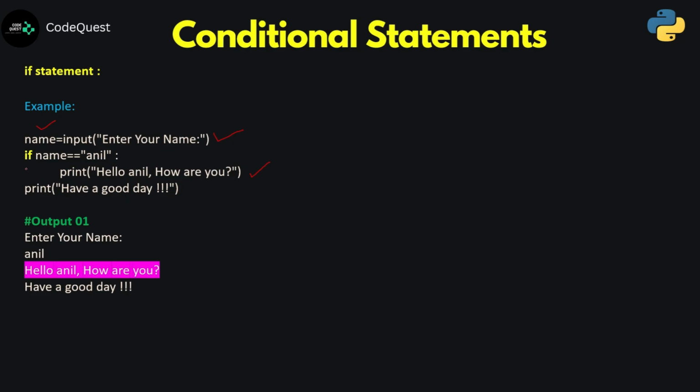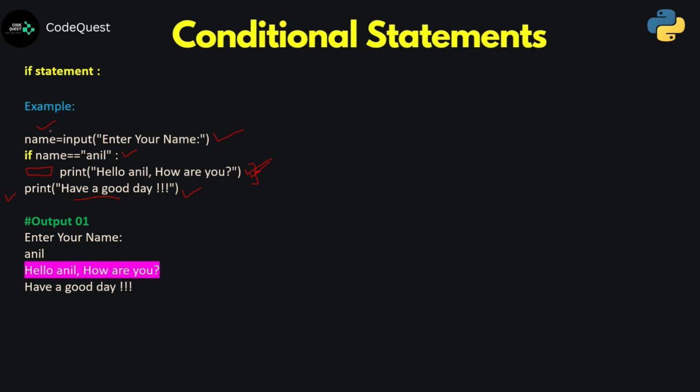But you can see here the indentation is not set for both the prints, rather only one print statement has been set with the indentation, which means this is the only statement which will execute only when this condition is true. So this last statement, print have a good day, has nothing to do with this condition. I mean, this statement will always execute irrespective of whether this condition is true or false. But what about this particular line? Because this is a part of this if block, execution of this line is completely dependent on the condition.